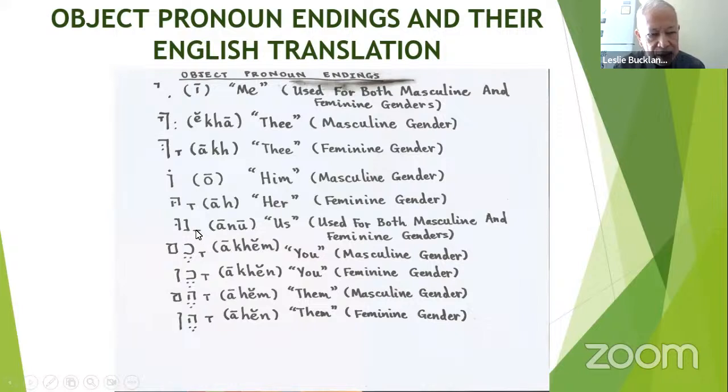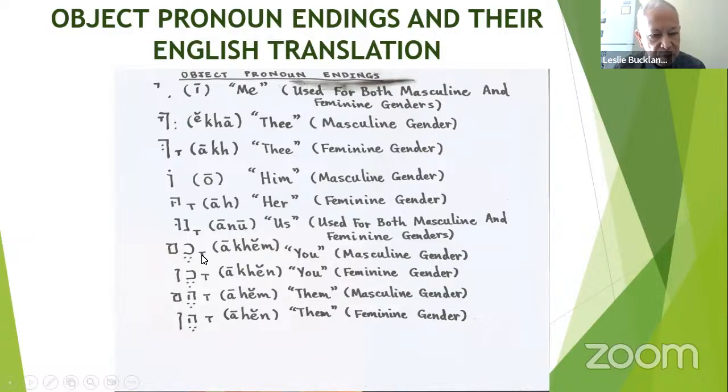Now, in the possessive pronoun ending, this was sire, and there was an accent here over it, and it was pronounced enu and translated as our. But in the object pronoun, instead of sire, we have kamis, which is a long a, and it is pronounced anu, which means us instead of our. And it's used with both the masculine and feminine gender nouns.